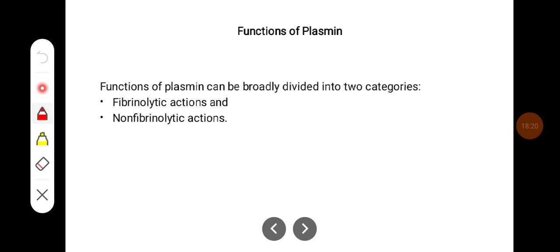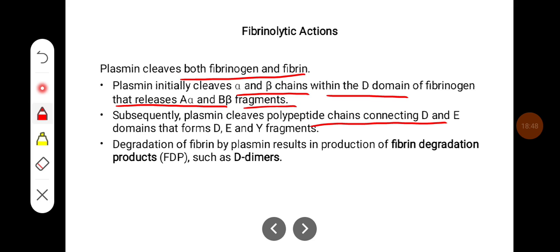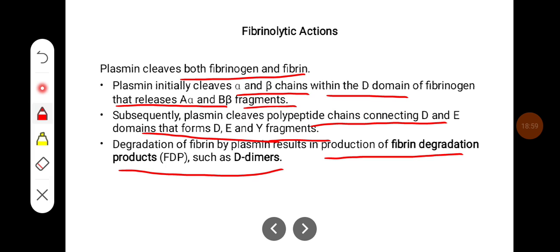The functions of plasmin broadly can be divided into two categories: fibrinolytic actions and non-fibrinolytic actions. Fibrinolytic action, where plasmin cleaves both fibrinogen and fibrin. The plasmin initially cleaves alpha and beta chains within the D domain of fibrinogen that releases A alpha and B beta fragments. Subsequently, plasmin cleaves polypeptide chains connecting D and E domains that forms D, E and Y fragments. Degradation of fibrin by plasmin results in production of fibrin degradation products such as D dimers.